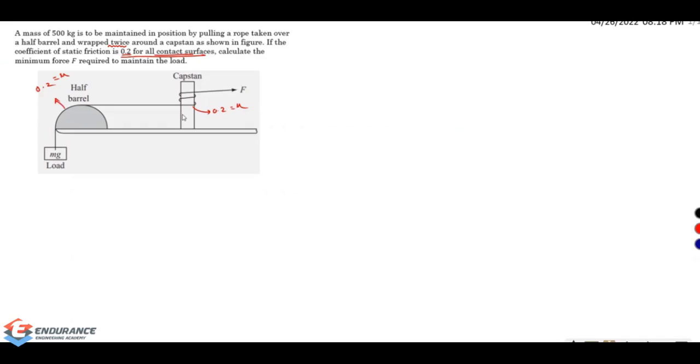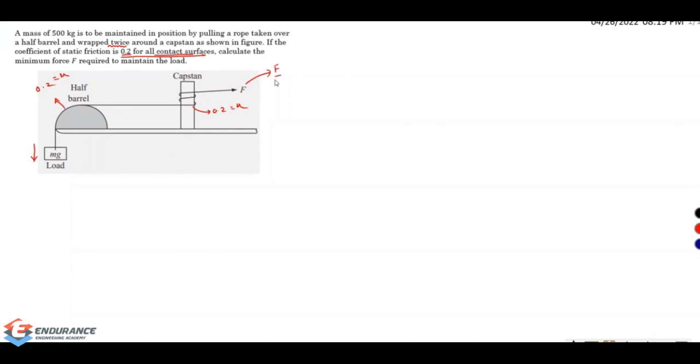Right, listen. Ultimately, just imagine the situation. You are not applying this force. If this force is not applied, what will happen? This load will be moving down, right? That is very common. That's what is going to happen. I'm applying a force. What are the different conditions? I might apply a force which is not going to be sufficient.